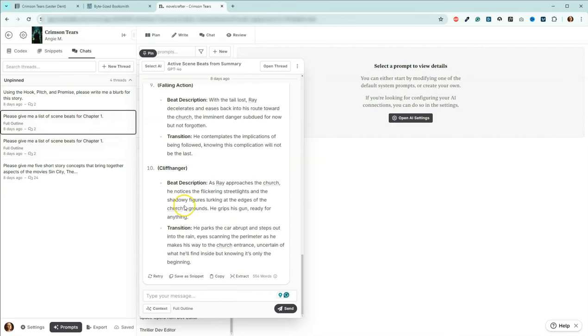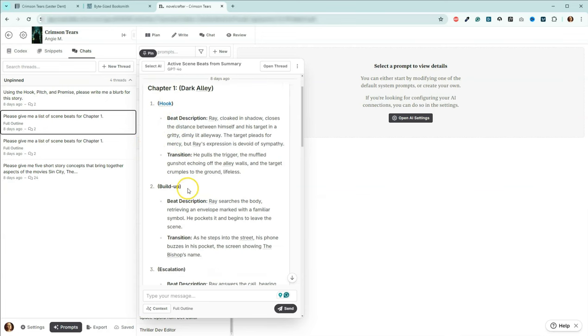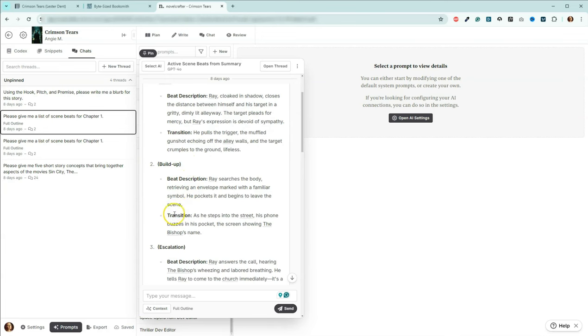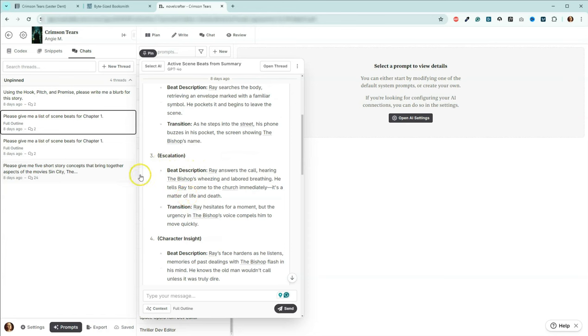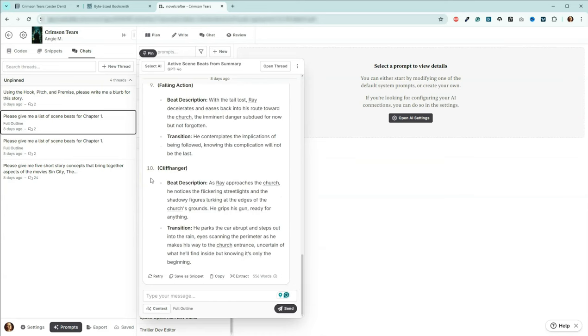So I went ahead and I used this active scene beats prompt. The active scene beats prompt uses some of Miracle's active scene beats in it, and it gave us a little bit longer beat as well as a transition from one beat to the next. So again, it used the same prompt. We're also using GPT-4o. So please give me a list of scene beats for chapter one. Again, context is the full outline. And then it gives us the hook as the first beat. So it gives us the description of the beat and then the transition, then the buildup, beat, transition, beat description, and then the transition. Escalation, description, transition. So it just goes through each of those things and it ends on a cliffhanger because it's trying to keep people from finishing one chapter and they want to go immediately to the next one.